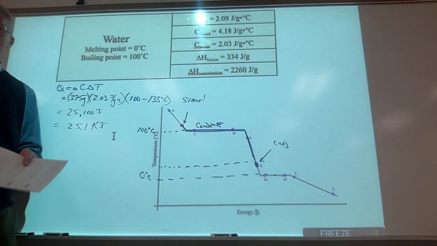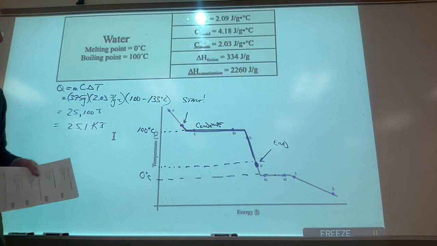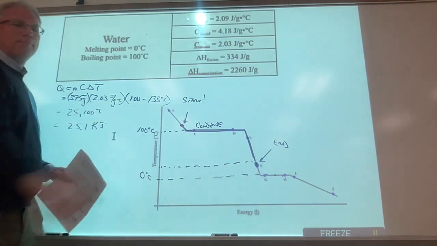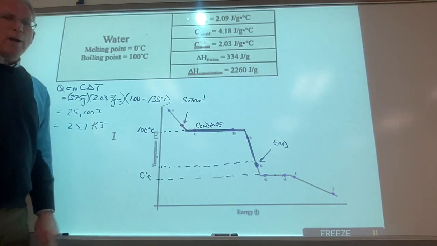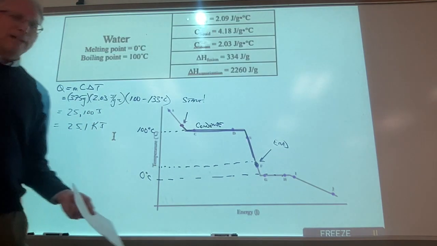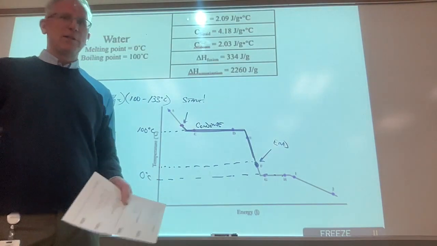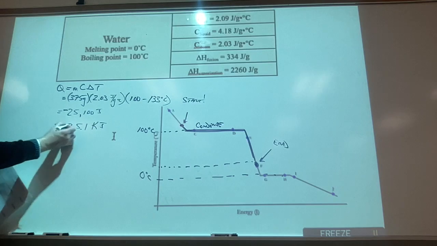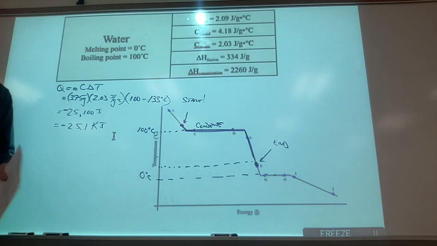And you're also going to know that I just lied to you, because when you subtract 100 minus 133, you're going to get a negative number. Why are we getting a negative number? And the answer is because we are cooling this material down. Okay, so this is going to be in the negative. So we get negative 25.1.